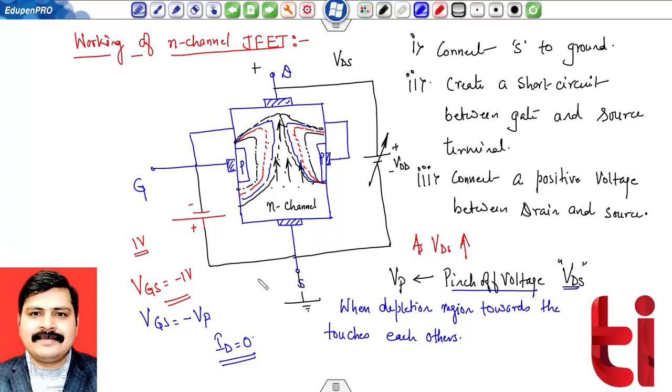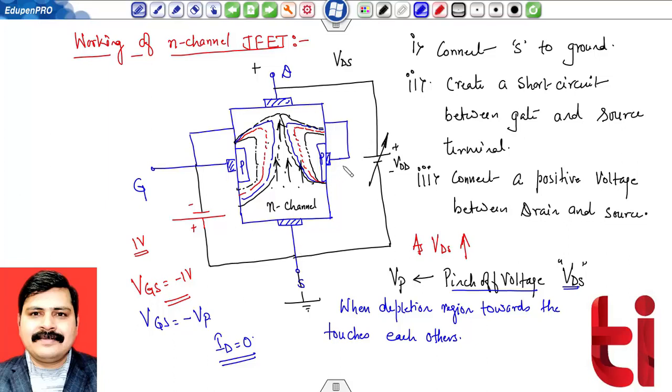A similar type of explanation can be given for the P channel JFET. There are certain things I will explain over here, and this is the homework for the viewers of this module: how to complete the working of the P channel junction field effect transistor.